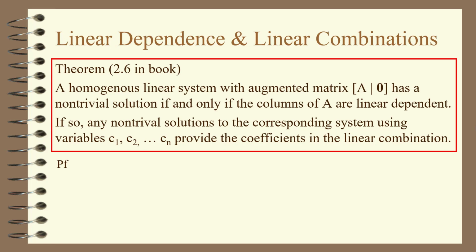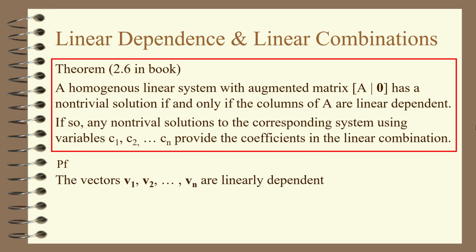And if they are dependent, then any non-trivial solution to the corresponding system provides the coefficients C1, C2 up to Cn in that linear combination. This proof is really straightforward, and you need to start getting used to seeing these to understand when we get to the more difficult ones where examples really won't pave the way for understanding. So the vectors v1, v2 up to vn, let's suppose that they are linearly dependent.